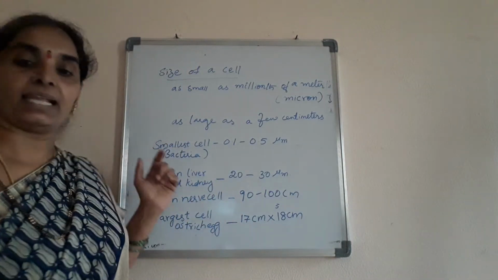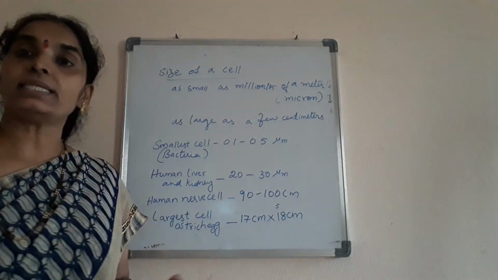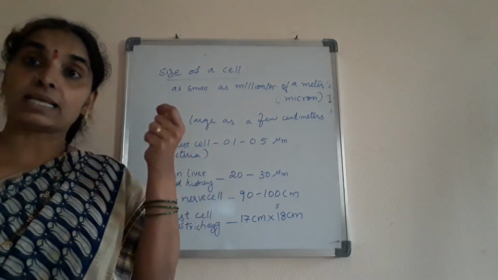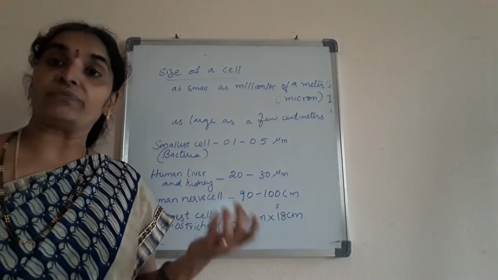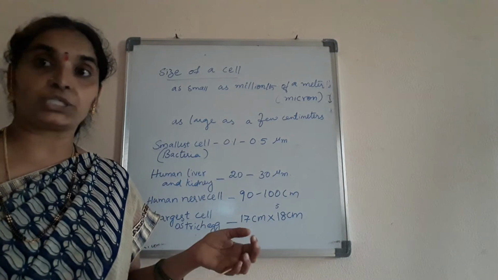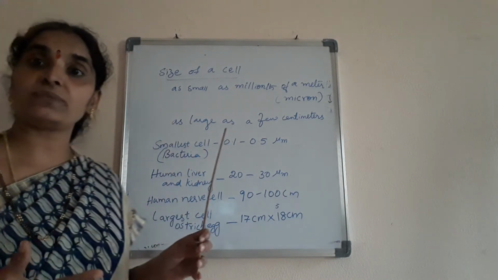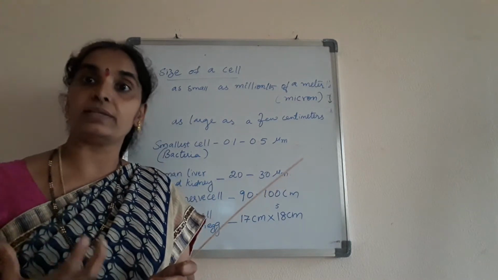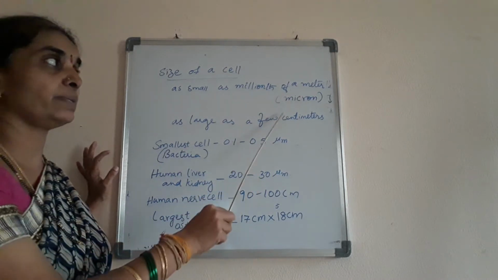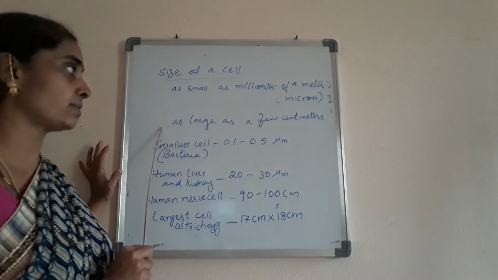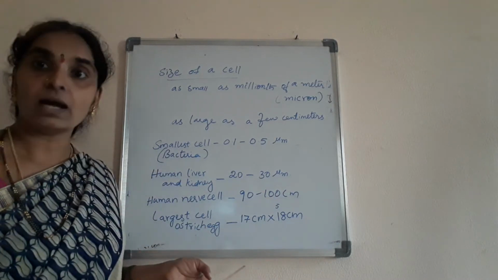The size of a cell can be as small as a millionth of a meter. The smallest cells, the cells of bacteria, cannot be seen, while the largest cell, the egg of an ostrich, can be seen. There are cells which cannot be seen with the naked eye and those which can be seen with our eyes. They can be as small as a millionth of a meter, that is a micron, and as large as a few centimeters, like the ostrich egg.